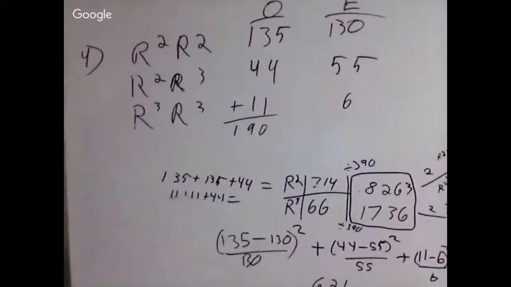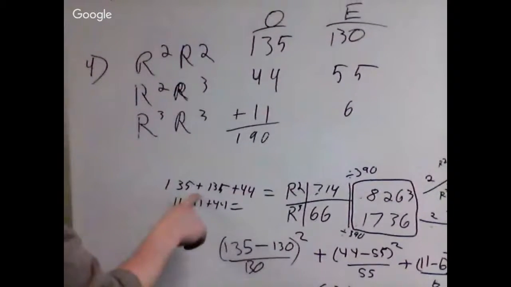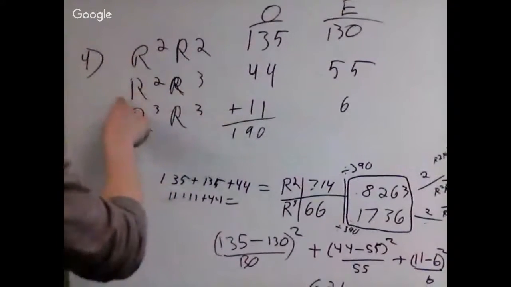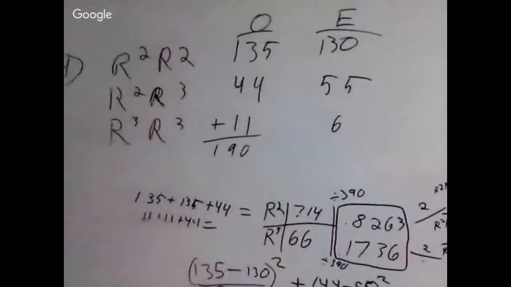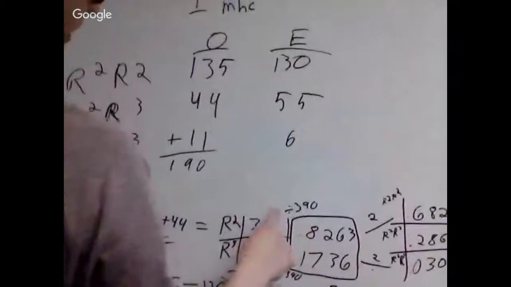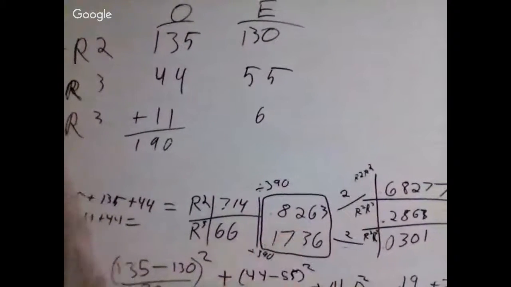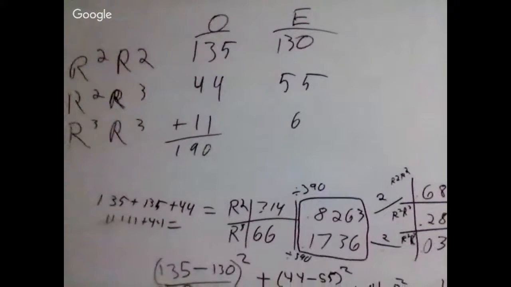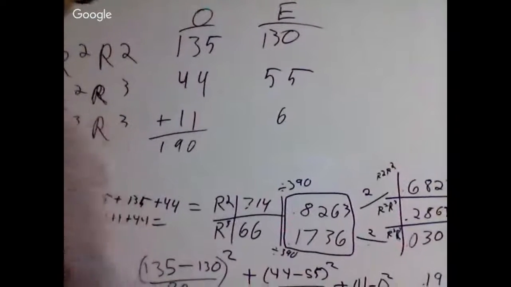So what we did is we just did 135 plus 135, which is 2 of them, plus 44, which is right here. So ours R2, and we got 314. And for the first column, we divided by 390, so we got 0.263 for R squared, or R2s.